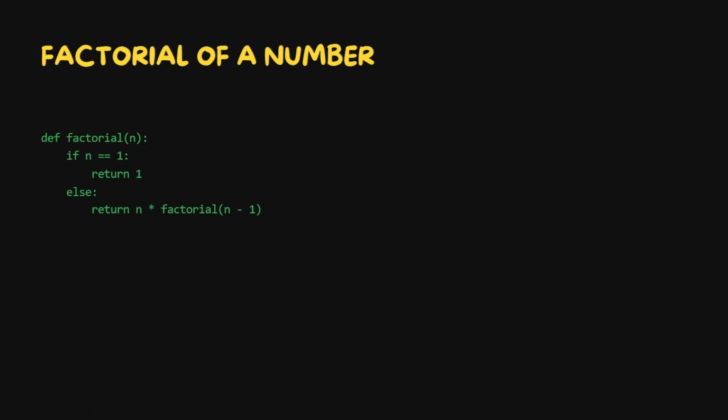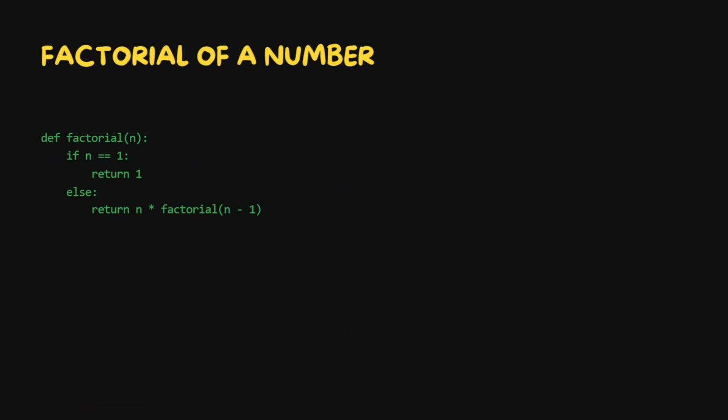So let's break down the code. First we define a function called factorial that takes one parameter n. This is the base case. If n is 1, we return 1 and stop the recursion. If n is not 1, we move to the recursive case.